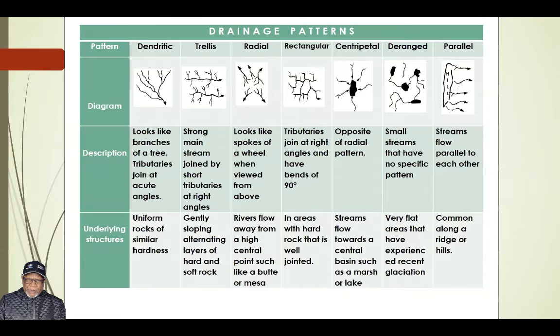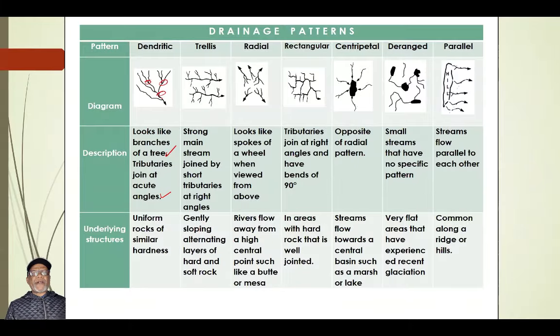Now, dendritic pattern, what are the characteristics there? It looks like the branches of a tree. It does not look like a tree, but it looks like the branches of a tree, because different trees will have different shapes, but the branches inside a tree will look more the same. And the tributaries join the mainstream at an acute angle. There's an acute angle that we are looking at here. So that is the characteristics.